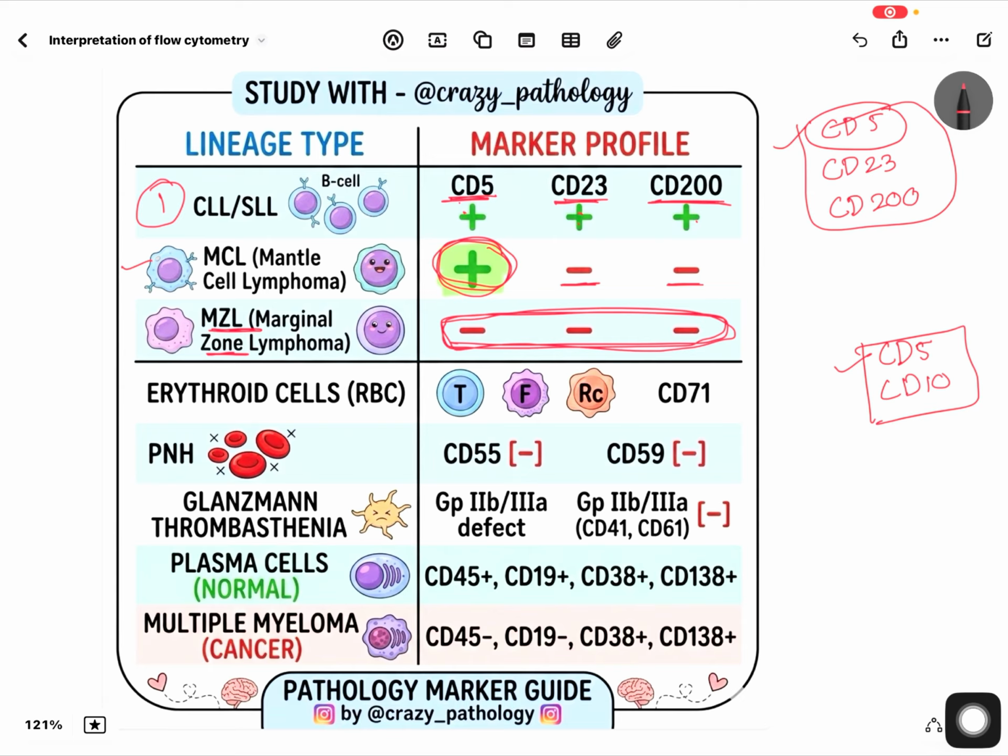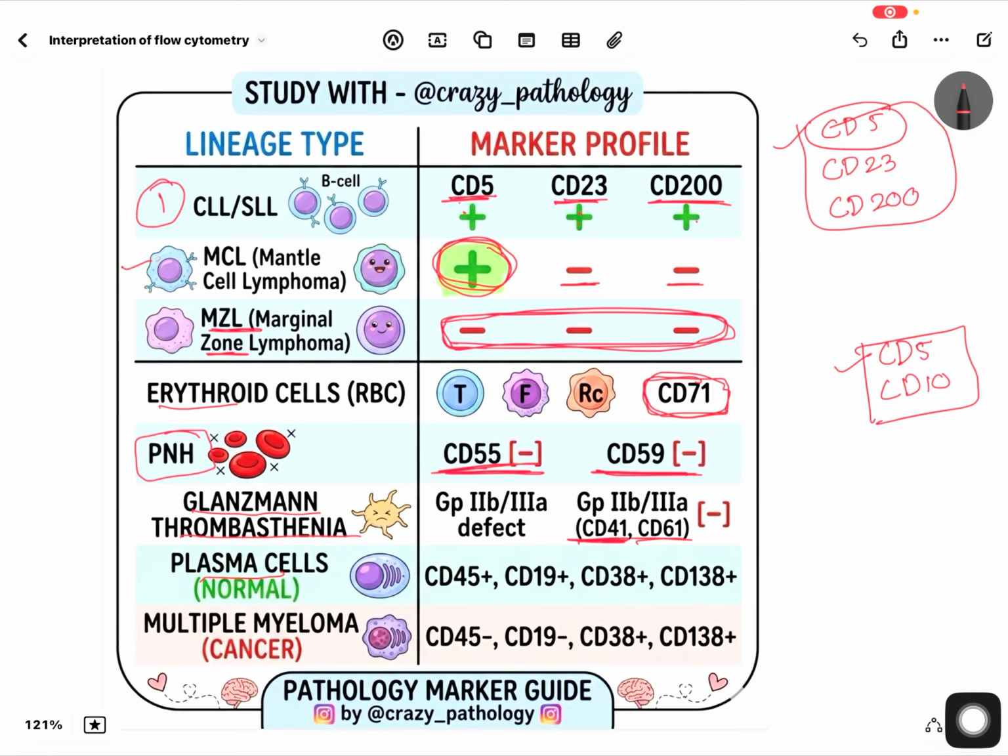Okay, then let's go to the erythroid series. Erythroid marker is CD71 or TFRC. Okay, important one is CD71. Okay, then PNH, paroxysmal nocturnal hemoglobinuria. Okay, what happens there? CD55 and CD59 are negative. Okay, then there is Glanzmann thrombasthenia. What happened? There is a defect of glycoprotein 2B3A. So that is detected by platelet markers again, that is CD41 and 61.